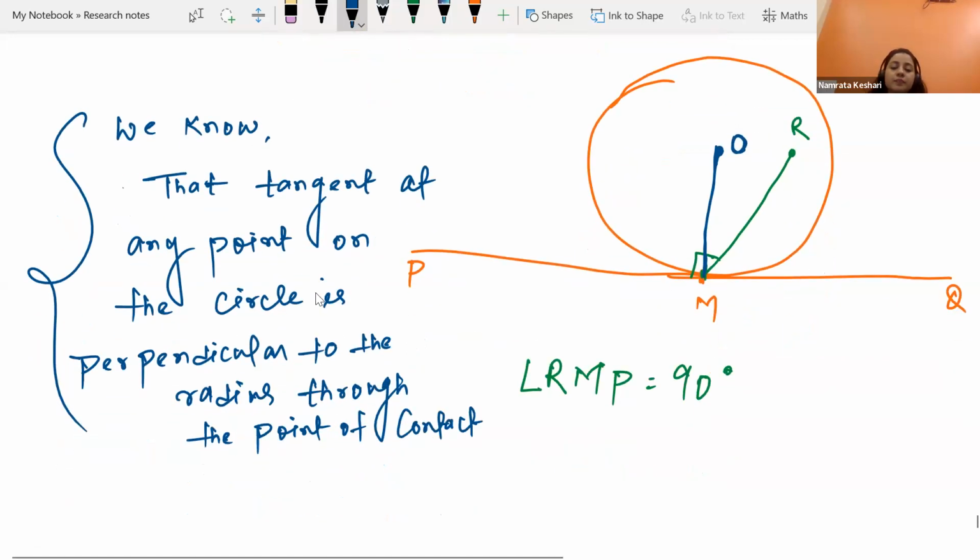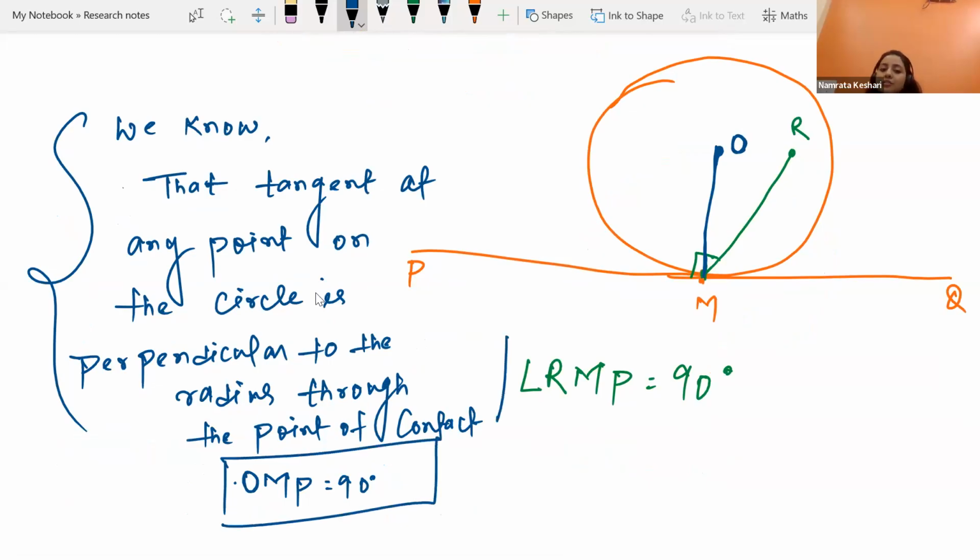Let's write it. We know this theorem, and according to this theorem, angle OMP is 90 degree. According to our assumption, this is also 90 degree, which cannot be true. These two are completely different scenarios. It will never be possible that angle OMP is also 90.